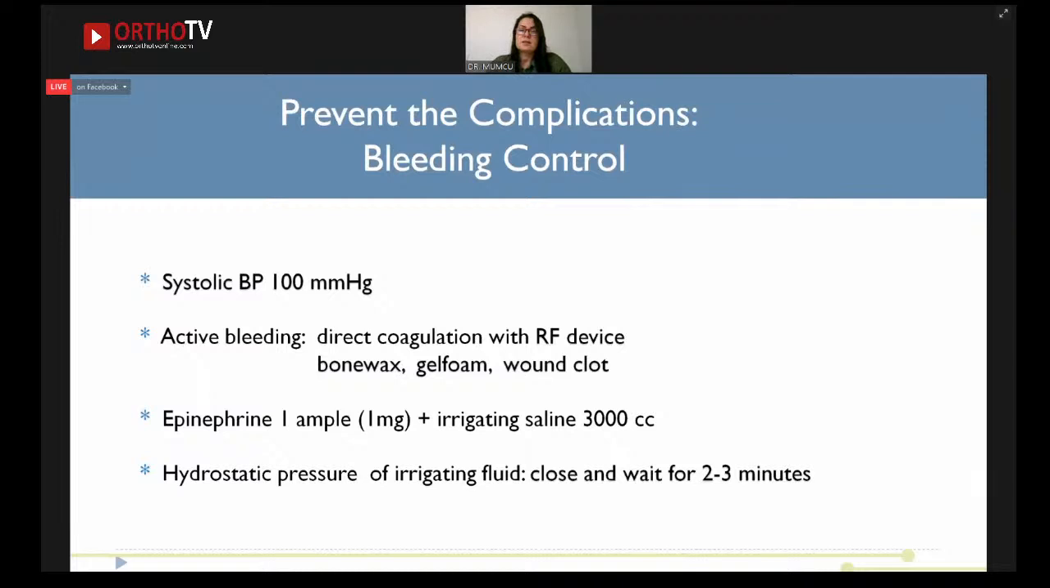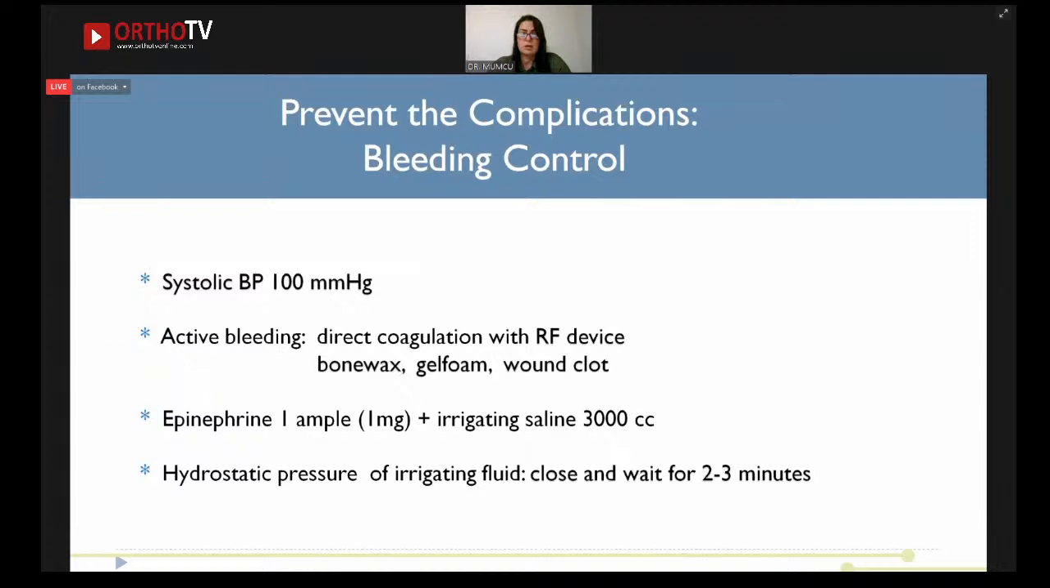Let's talk about how we can control bleeding. Epidural vein usually bleeds. If there is bleeding, you should move the scope much deeper. Also, you can insert the suction tip here like a natural drain, then fluid and blood will exit. Or you can coagulate directly with RF. If it doesn't work, you can use bone wax, gel foam, and so on.